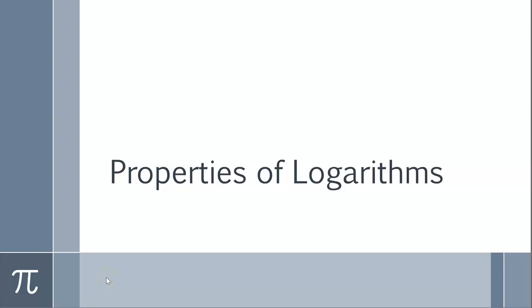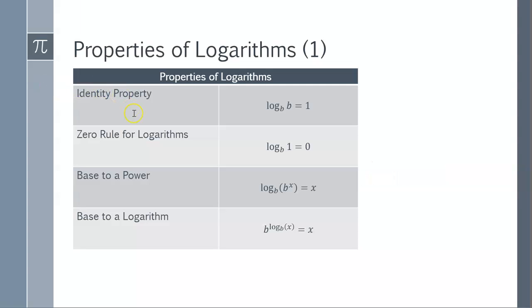This series of videos will be on properties of logarithms. Now, there's going to be quite a few properties that we have to go through and remember. Let's start with the most basic we have. We have the identity property. Log base b of b is going to be 1.